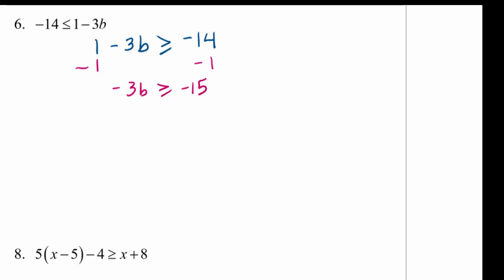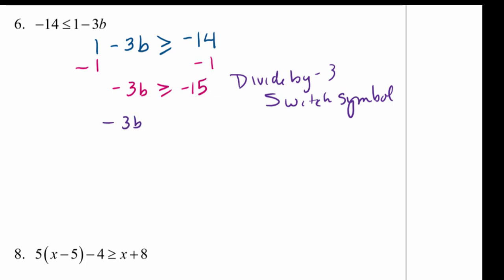Now in this next step, we are going to do a division, and it is by a negative number, isn't it? Divide by negative 3. And so now we have to remember to switch the inequality sign. That's important. Let me put it in my next step. I divide by negative 3, I switch the symbol. I made it its own step so you could see the switch of the symbol in your notes. And now here we have b less than or equal to positive 5.